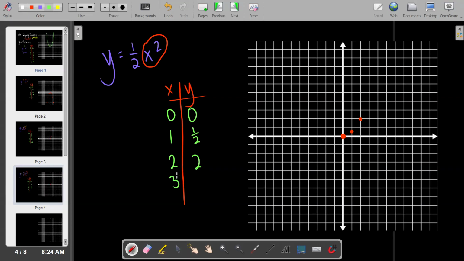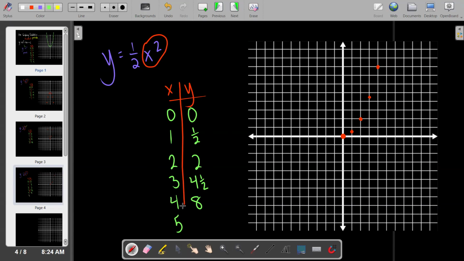If I do 3, what's 3 squared? 9. What's half of 9? 4.5 or 4 and a half, you pick. So now when I go to the right 3, I can go up 4, 1, 2, 3, 4.5. So you see that this bowl is opening wider. It's growing less quickly. I can do more. What's 4 squared? 16. What's half of 16? 8. So when I go right 4, I can go up 4, 5, 6, 7, 8. And we are now out of room. Just to show you, if we tried 5, what's 5 squared?